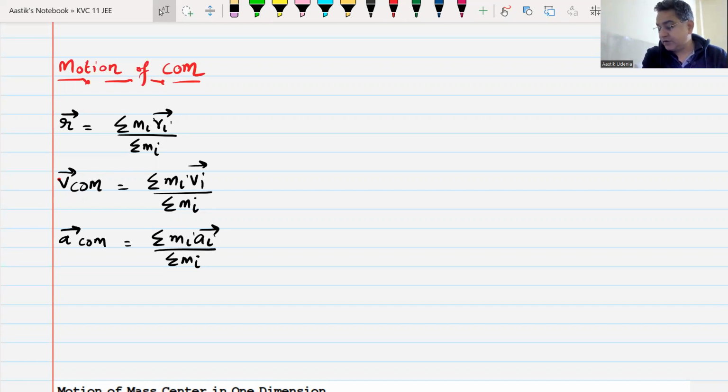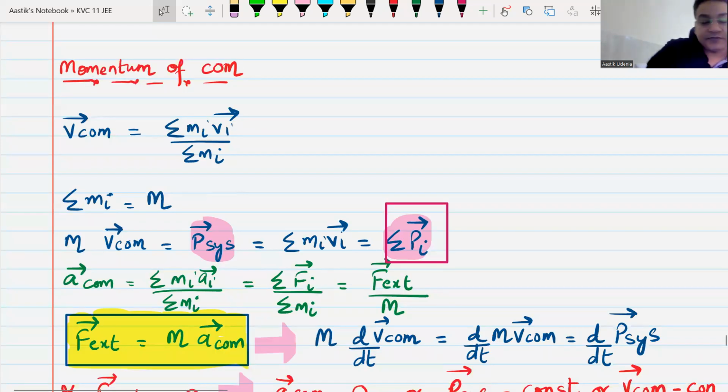Now, we had also seen that the summation of MIVI actually becomes the summation of momentum, and the momentum of the system can be written as the summation of the individual momentums. And you can also write it as m into VCOM. Now, the external force acting on the system can be written as the total mass into ACOM, and then we can write it as d by dt of the momentum of the system. Do we remember this, everyone?